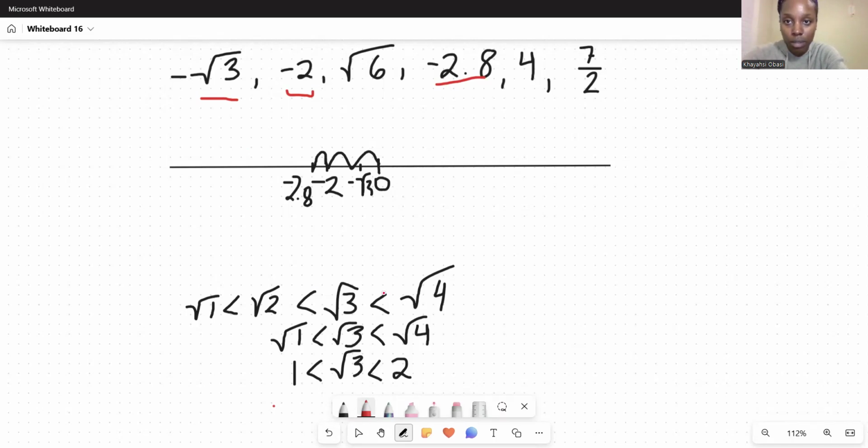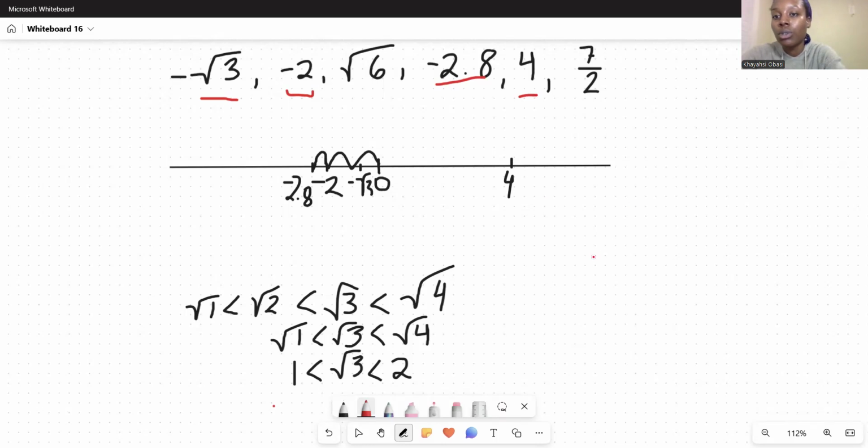Let's look at the positive ones. What's the square root of 6? We know where 4 is, and we have an idea where 7/2 is. So what should we start with? Let's start with the whole number. We know 4 is 4 away from the origin, so that's around right here. So we took care of that.